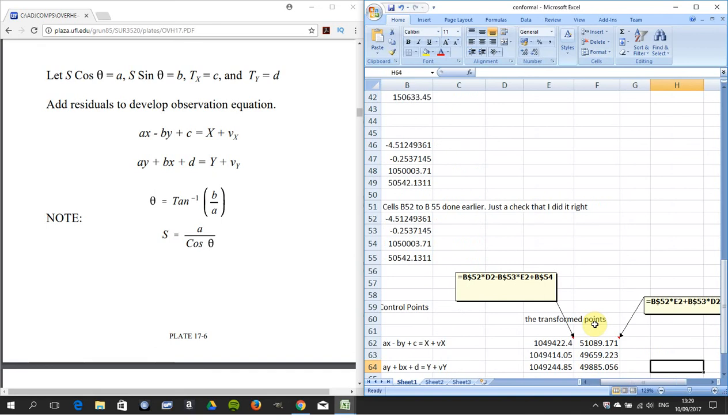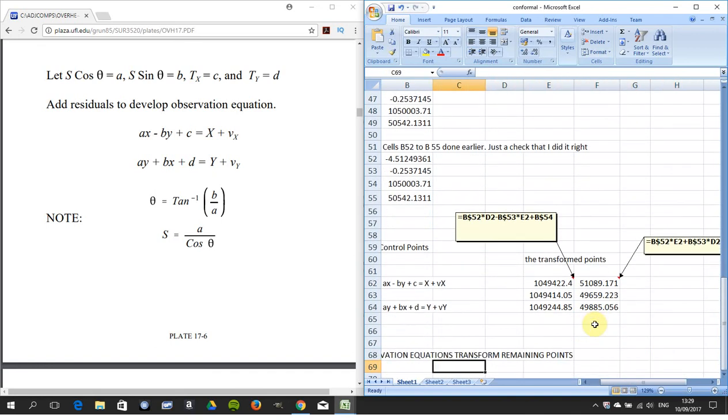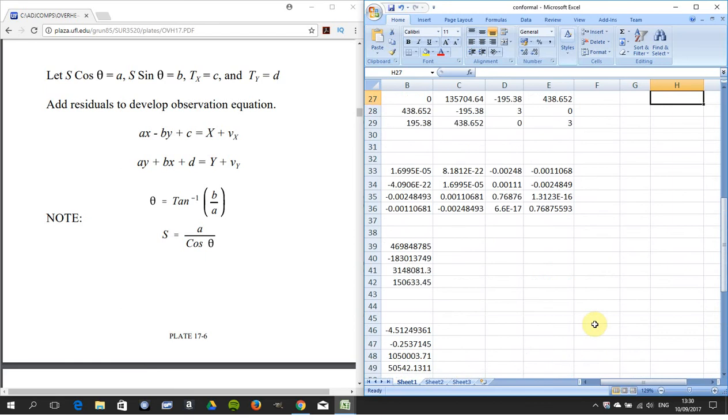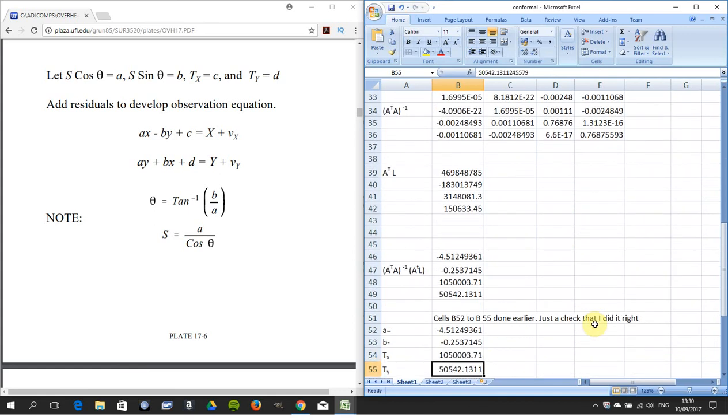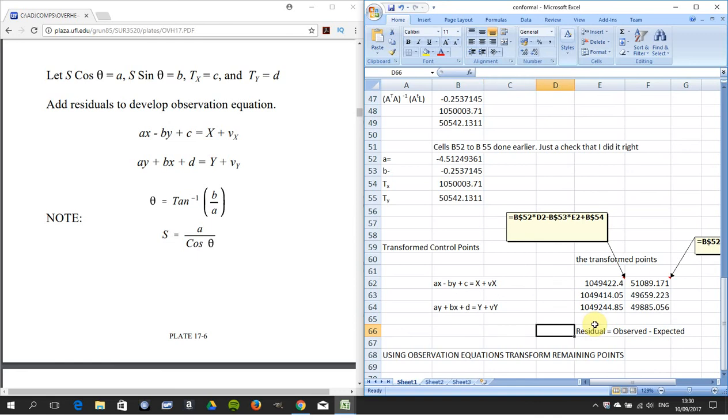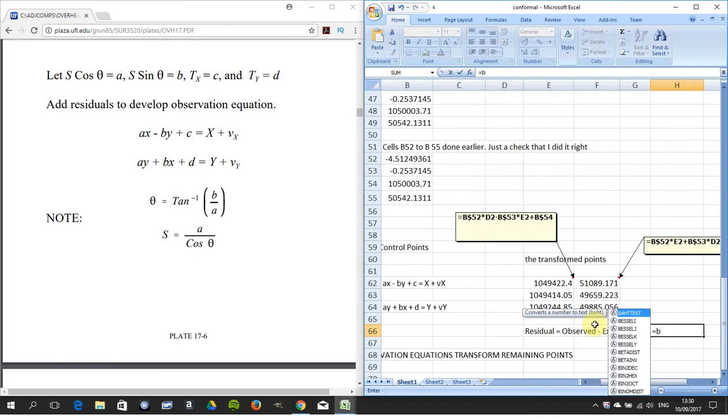I haven't calculated the residuals here. Stuff for you to do. How would you calculate the residual? Residual is the observed minus the expected, and the observed is, have to go up here, the observed is B2, and the expected is what I've just got there, which is E62.